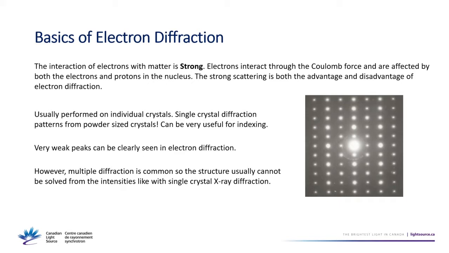So with electron diffraction, you can get single crystal data on powder-sized samples, which is very powerful. And if you're doing a structure determination, it can be very helpful for figuring out the space group and the unit cell as a first step. One of the problems with this very strong interaction is that multiple diffraction is significant, and so it's much harder to interpret the intensities of the peaks. So usually you're just doing more of a qualitative analysis using the peak positions.